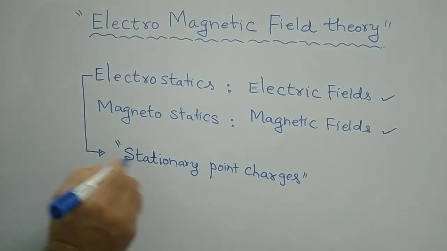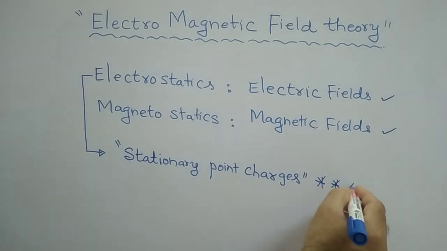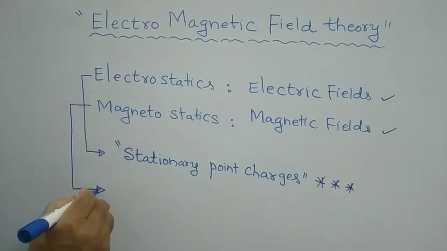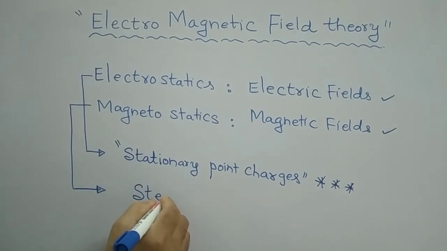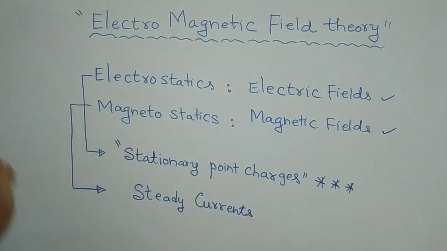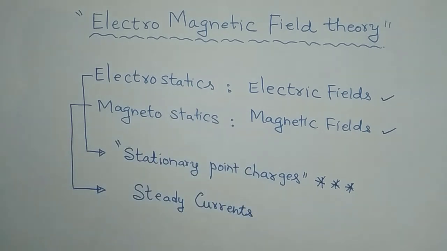That is very important to remember. Electrostatics is applicable for stationary point charges, whereas magnetostatics is applicable for steady currents. Steady is nothing but a constant current. So for the analysis of steady currents, magnetostatics will be applicable.